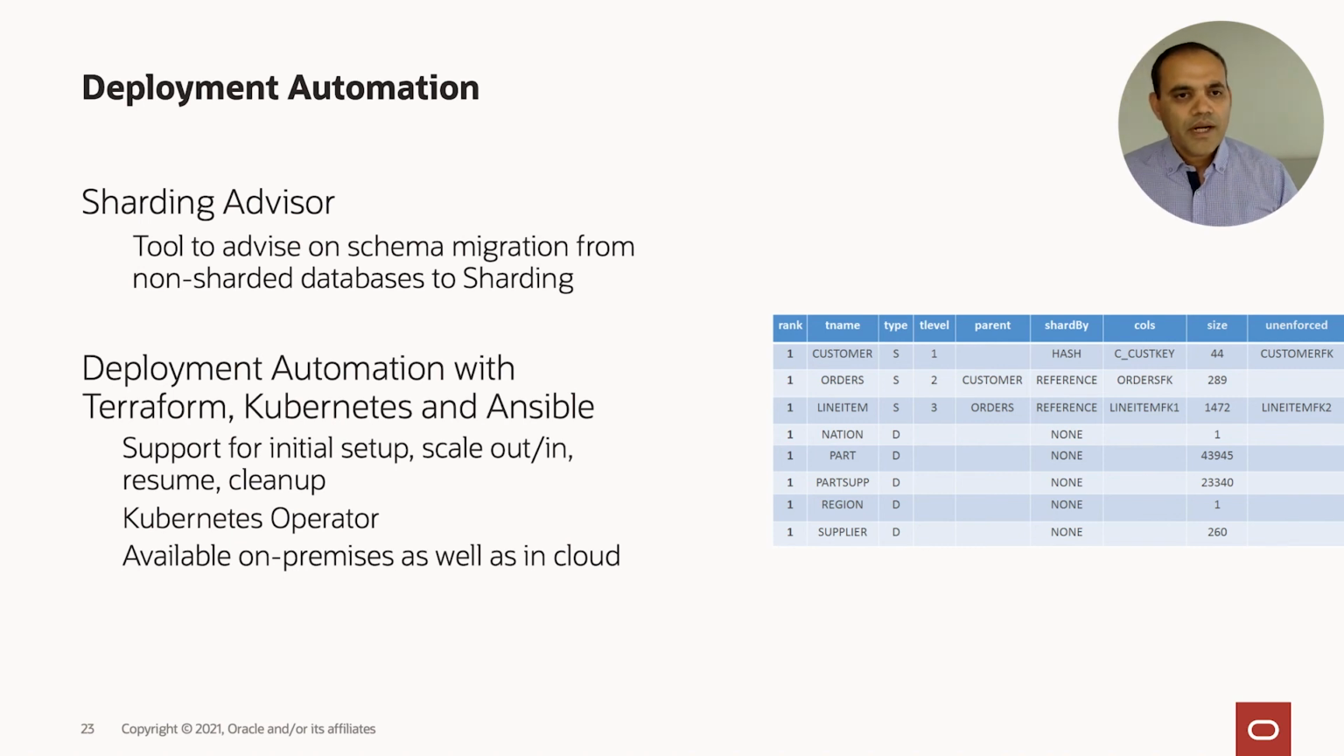provided. Additionally, we have a lot of deployment automation. We have released a Kubernetes operator for sharding. We have Terraform automation. We have Ansible automation. We have support for Docker containers. Sharding is available in Oracle Cloud as well through Marketplace offering. The Kubernetes operator and other automation mechanisms support initial setup, add nodes, remove node, in case of any issue, be able to pause, resume, clean up, and all of this is available on premises as well as in cloud.